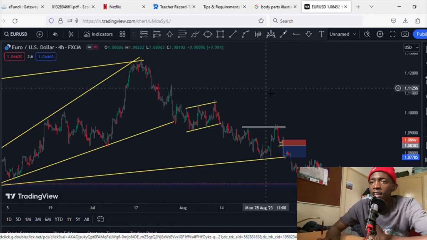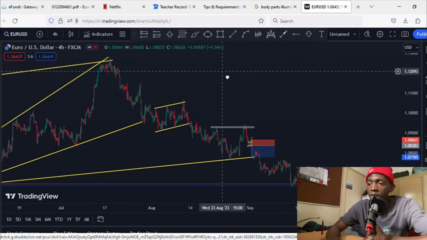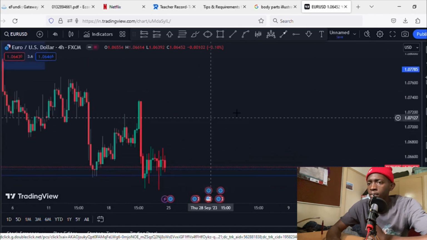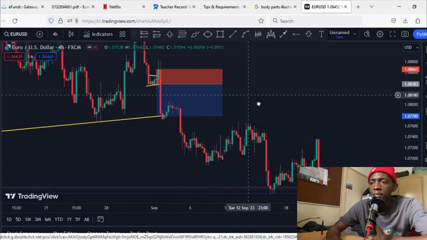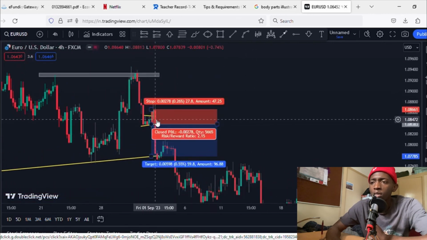As you can see, I have my chart here, and this is what my charts looked like last week, and I think I took this trade. Let me just share the trade with you guys. Let me just zoom in. As you can see, this was a trade. Unfortunately, I was taken out by the stop loss. I think this was during news, if I'm not mistaken.